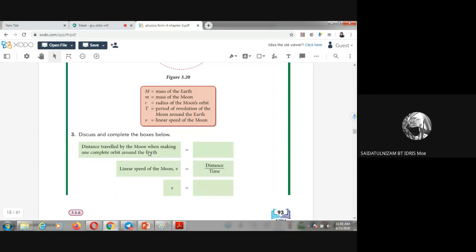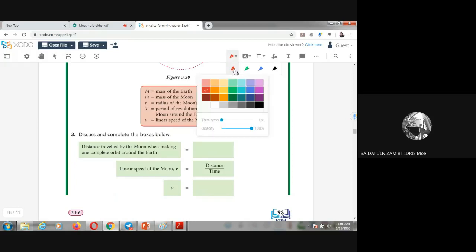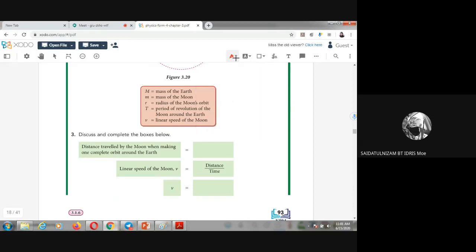Okay, distance traveled by the Moon when making one complete orbit around the Earth, actually is equal to distance. Formula distance apa? Distance equal to velocity times dengan time taken kan. Okay, jadi kat sini distance is linear speed of the Moon times dengan the time taken, vt lah.